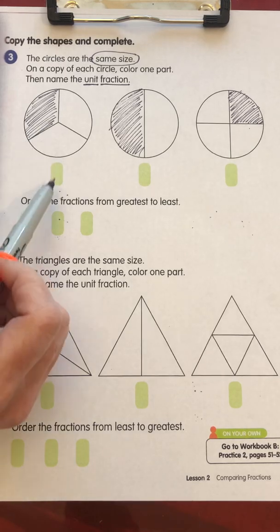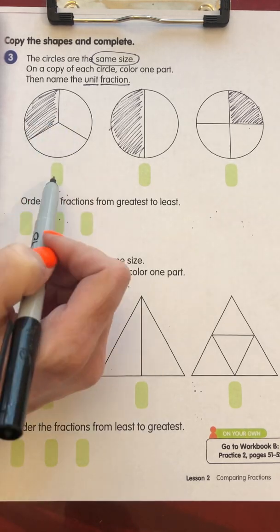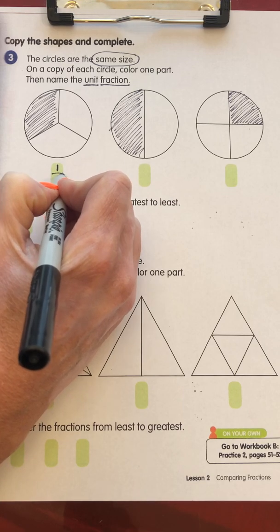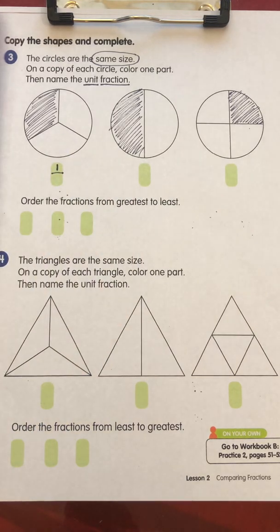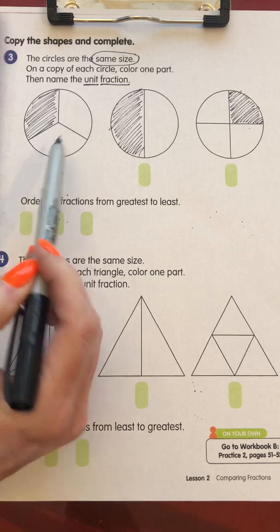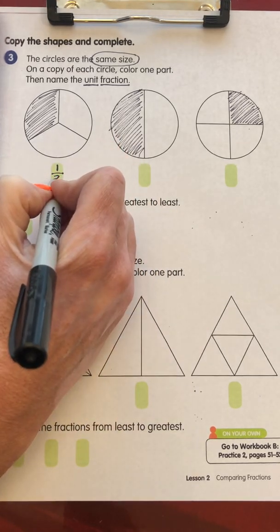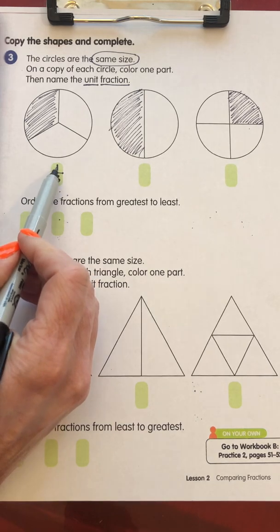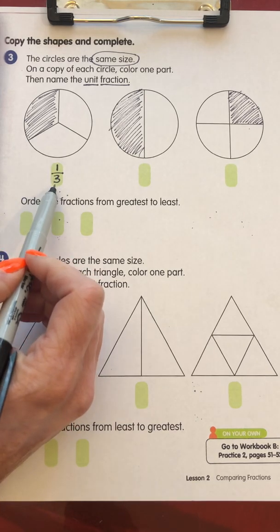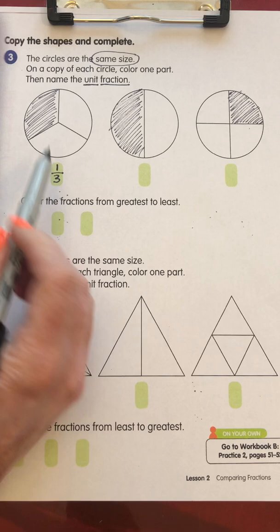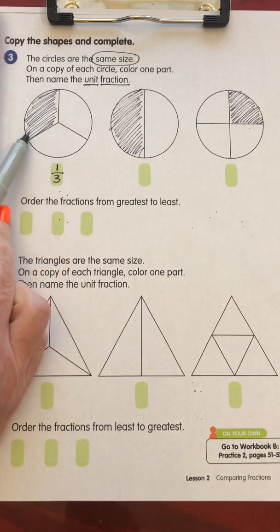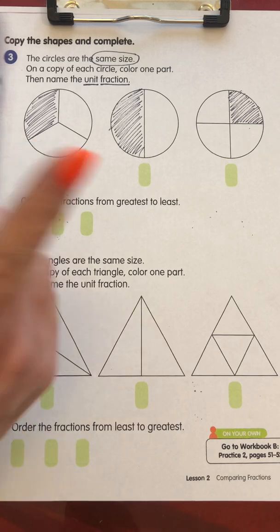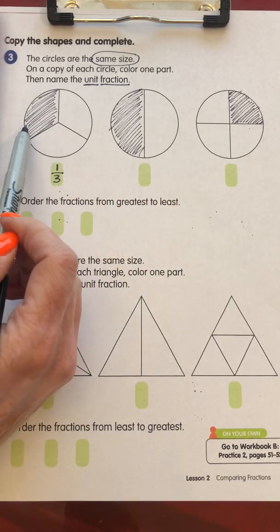Okay, so what would be the unit fraction that we would have over here? We know we colored in one part out of how many parts? 1, 2, 3. Out of 3 parts in the whole. Then parts in the whole go at the bottom. The number you shaded goes at the top. 1/3. This is a unit fraction because it's showing one part shaded of the whole thing. 1/3 is a unit fraction showing one unit, one part.